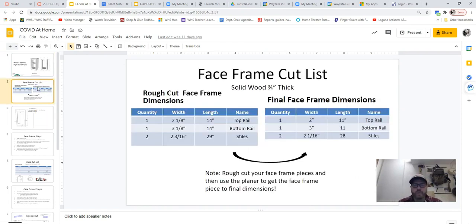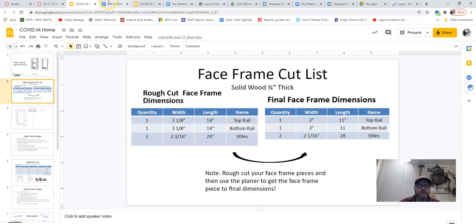So I only want to work with my final dimensions. So on solid wood, we often cut things large and then we plane them down or cut them down to be a final size. And that's the final size that I want to use for my bill of materials. So I am going to use the bottom rail for an example. My bottom rail is 3 inches by 11 inches, and I have 1 of them.